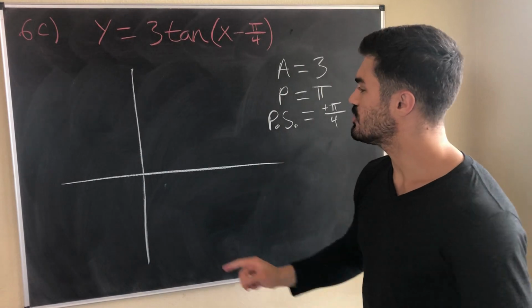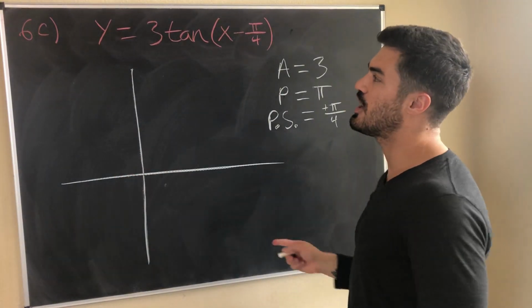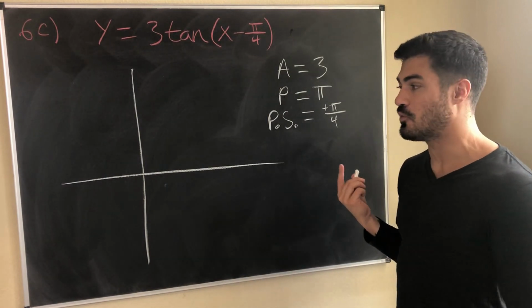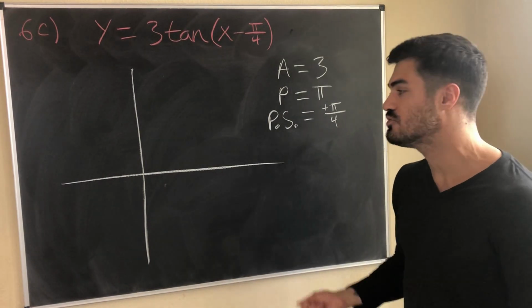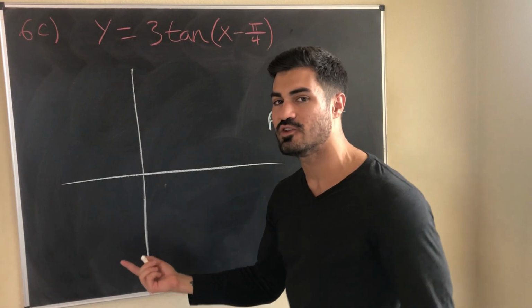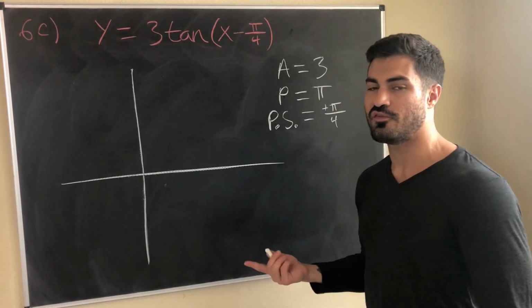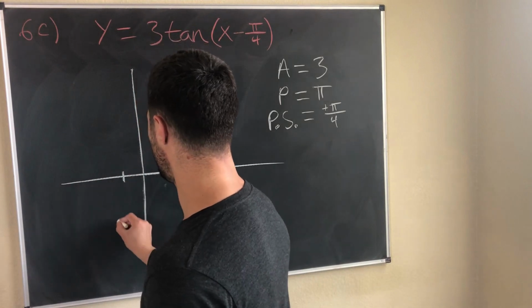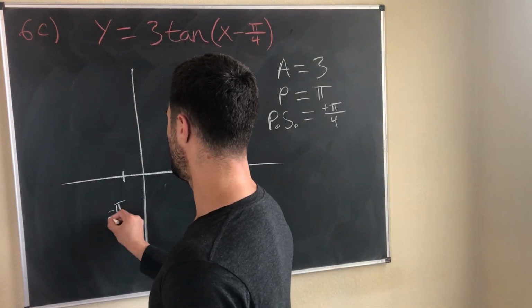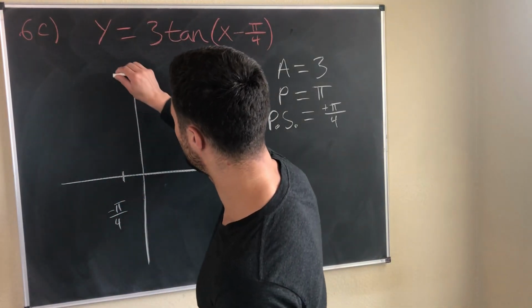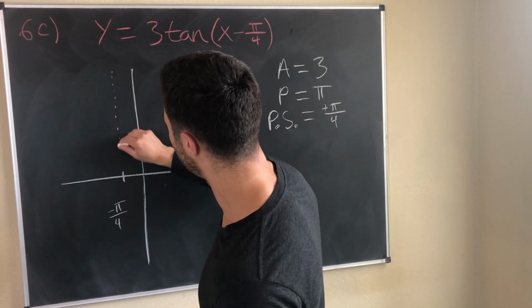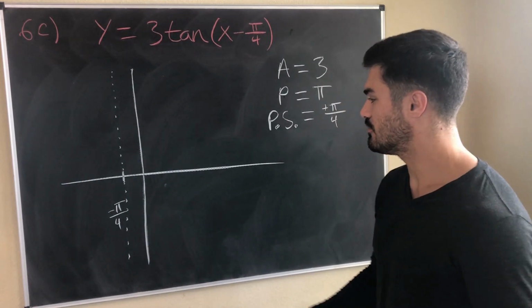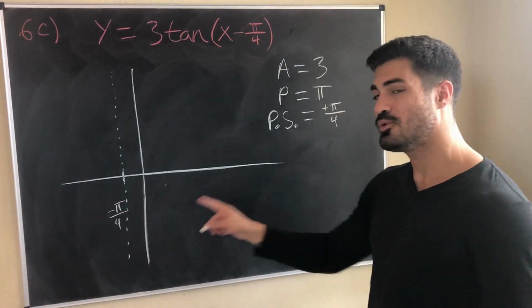All right, let's see. So normally we go from negative pi over 2 to pi over 2, but now we have this phase shift. We've shifted to the right by pi over 4. So instead of starting at negative pi over 2, we're going to start at negative pi over 2 plus pi over 4, which I believe is negative pi over 4. So I'm going to write right there negative pi over 4. And remember, our first point is actually an asymptote. So it's a dotted line all the way down. Bam, asymptote on point.